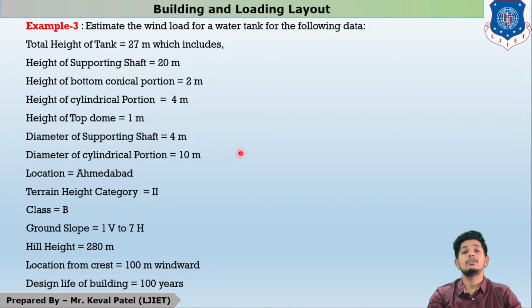Terrain category is 2. Terrain class is also given as class B, but in IS 875 part 3 2015 version there is nothing required as class A, B, C, D or anything. So only terrain category is enough. Ground slope is 1 vertical to 7 horizontal, 1 in 7 or 1 to 7 we can say. Hill height is 280 meter. Location from crest is given as 100 meter windward, and design life of the building is 100 years.